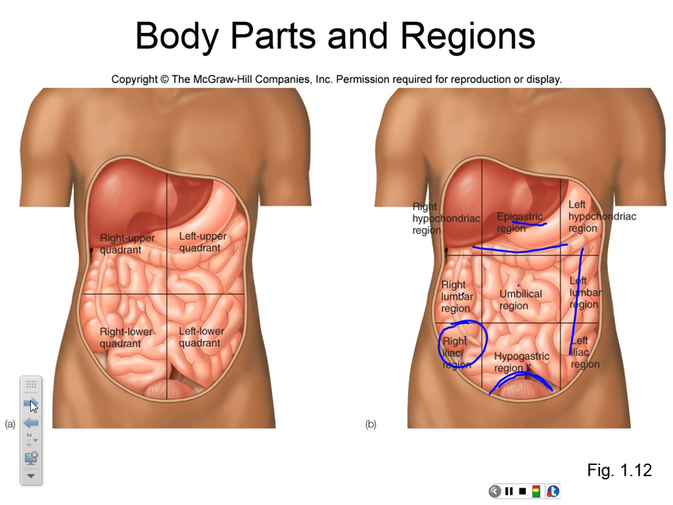And then there are certain technologies we use to identify deeper structures. What are some of those technologies that we use to identify deeper structures? CT scan, ultrasound, MRIs, all those things.